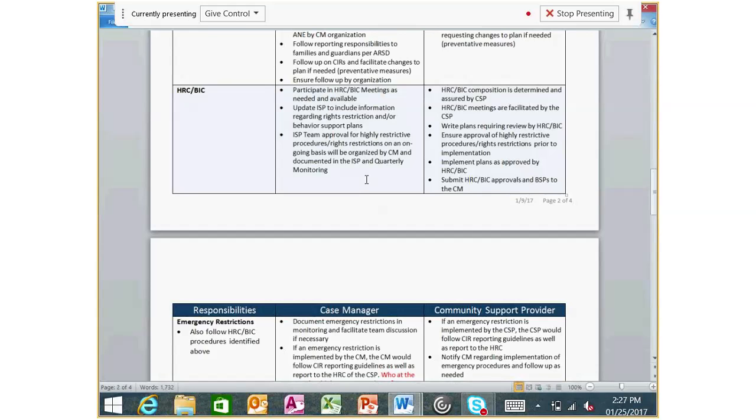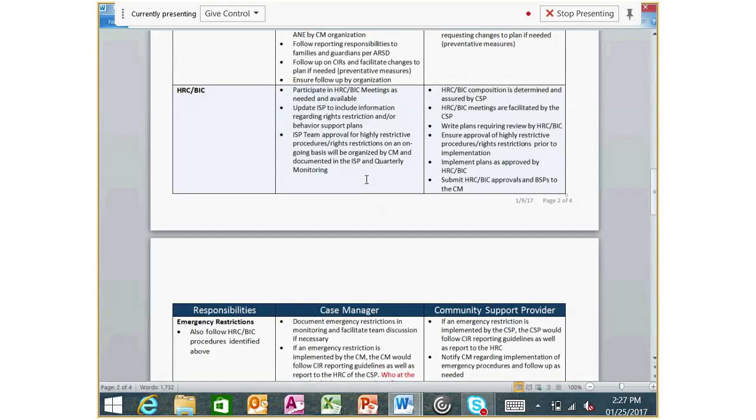The CSP is responsible to implement those plans as approved, and also if the committees happen to disapprove or make recommendations, then the CSP is also responsible to revise those and come back to the committee with those recommendations included. And then submit those HRC and BIC approvals and the behavior support plans to the case manager as being a pretty key part of services.